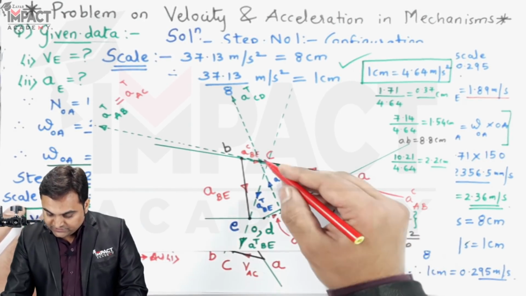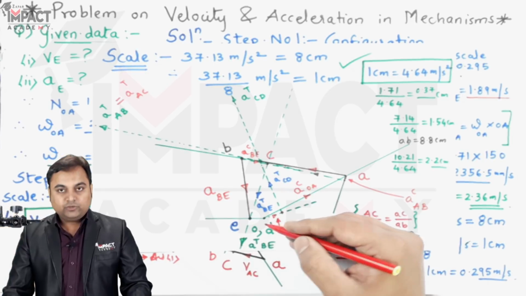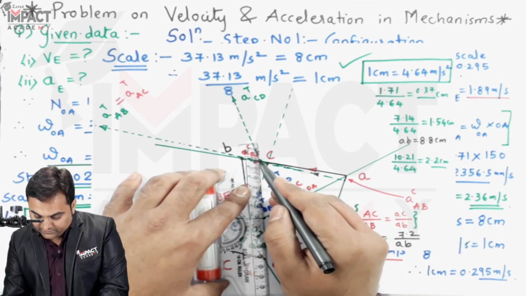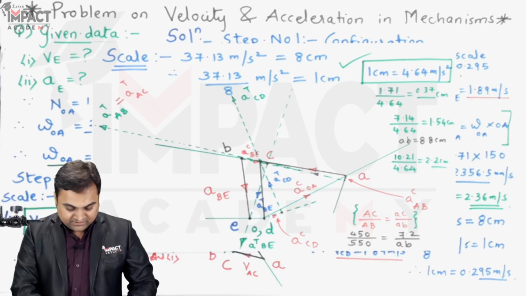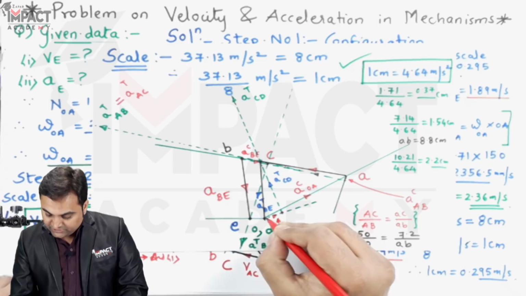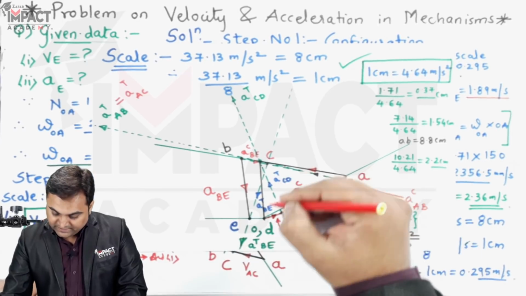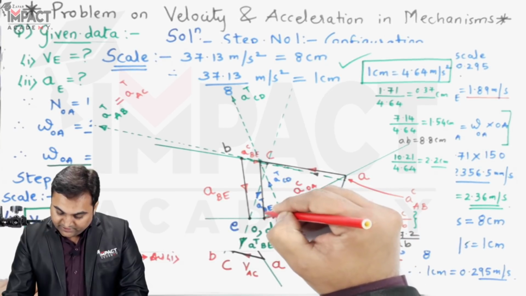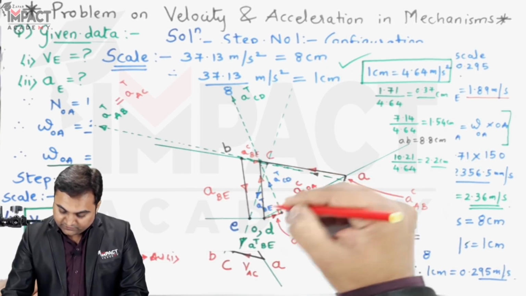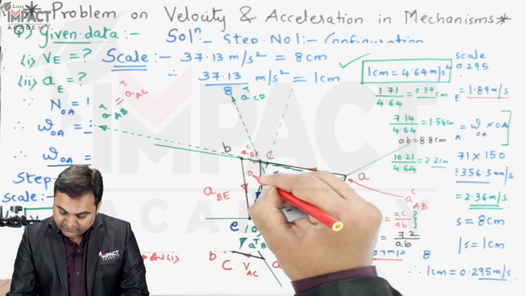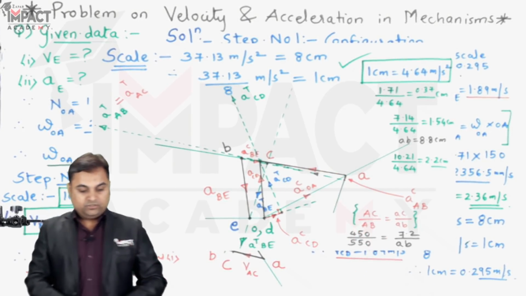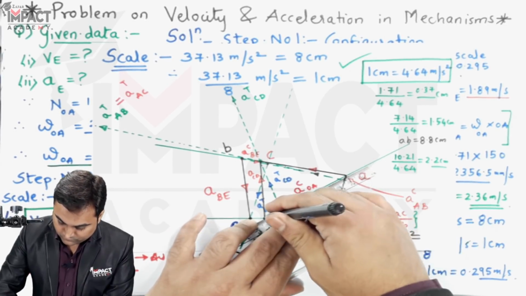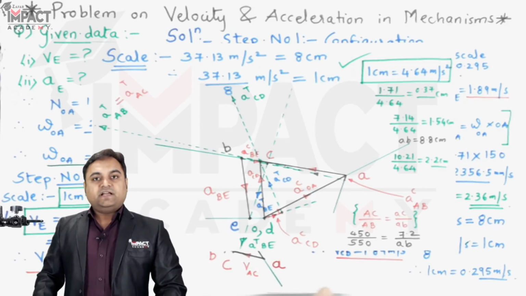Then we have point C here. C would be joined to D to get the acceleration of the link CD. So I am joining C and D, and since the centripetal acceleration is pointing towards this side, the tangential acceleration is also along the same sense. So the main acceleration should be opposite because it is the resultant. This shows the main acceleration of link CD. So this completes the acceleration diagram.